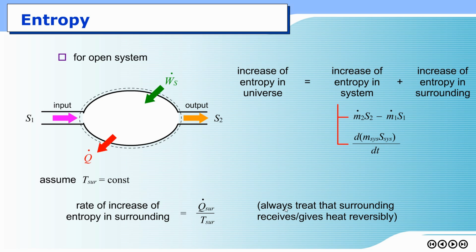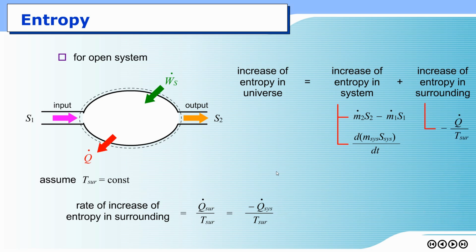And then in this case, we always treat that surrounding as receiving heat reversibly, as I mentioned. Then we can convert heat of surrounding, or heat received by surrounding, to be related to heat of the system. Essentially they're the same thing, just different in sign. So if I convert this subscript from surrounding to system, I need to add a negative sign over here. So this particular term is essentially the increase in entropy in the surrounding, and we take the increase by means of heat transfer only, because work is not associated with the change of entropy, as we mentioned in lecture 4a.